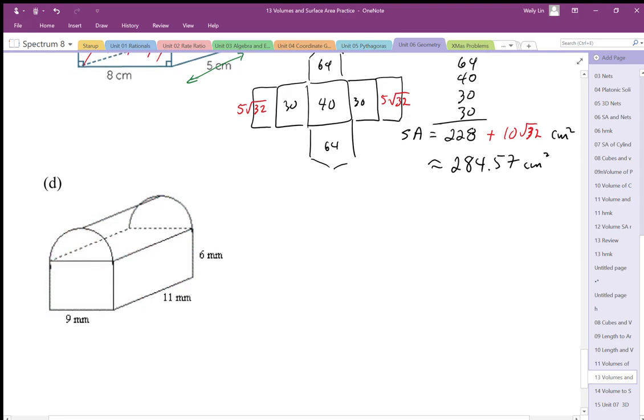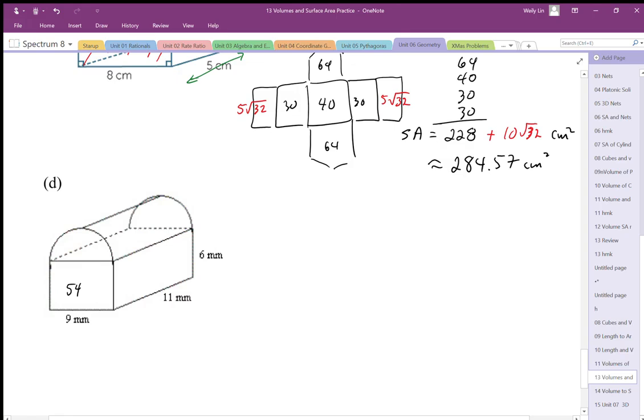Okay, we can find out the volume. I've got a 9x4 rectangle here. This is going to be 4.5 centimeter radius. So I want to find out the area of that circle and take half of it.